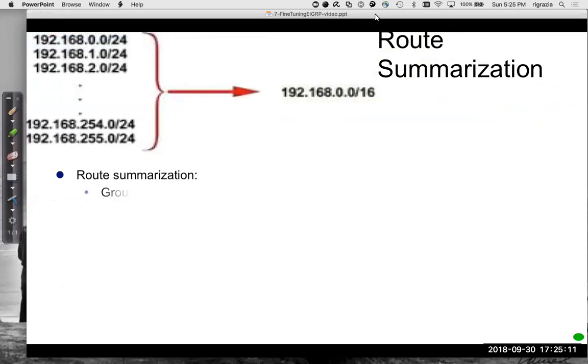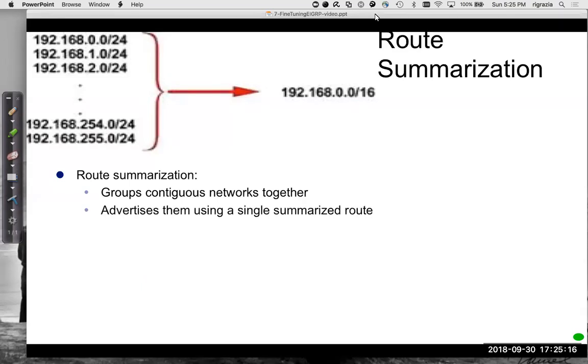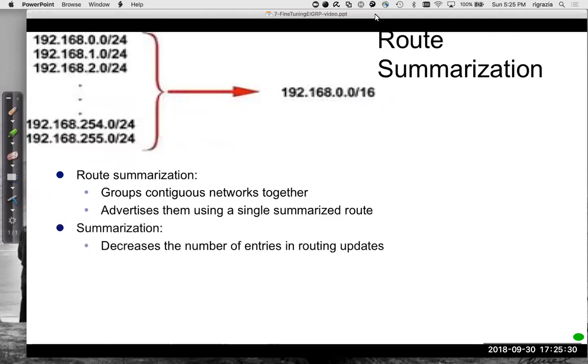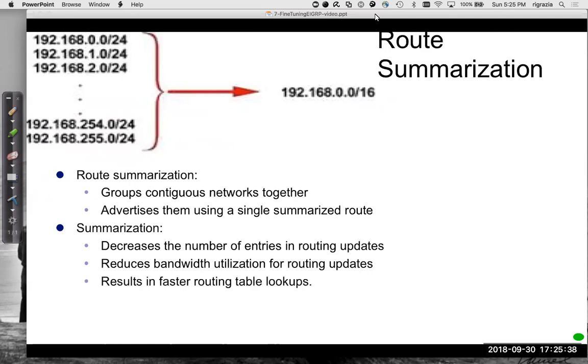Okay, route summarization. What route summarization does is it groups contiguous networks together, so that allows the receiving router to receive a single route instead of multiple routes. The idea of summarization is it decreases the number of entries in a routing table, which first of all reduces the bandwidth utilization for sending those routing updates, but also results in faster routing table lookups. Okay, it's easier to find something when there's fewer things to look through.